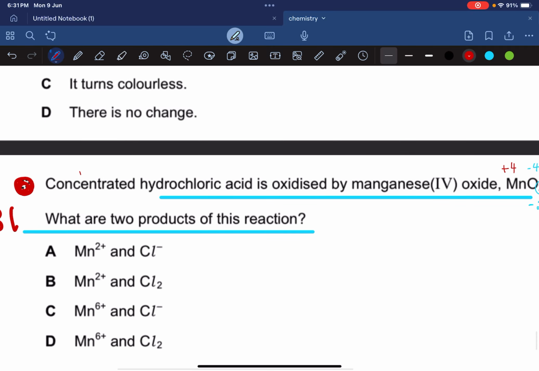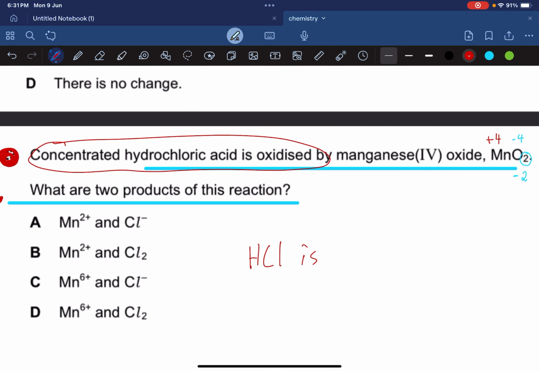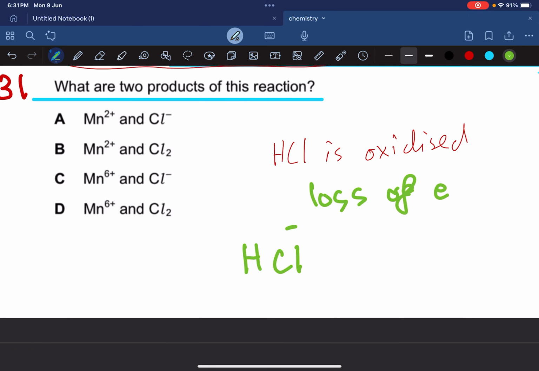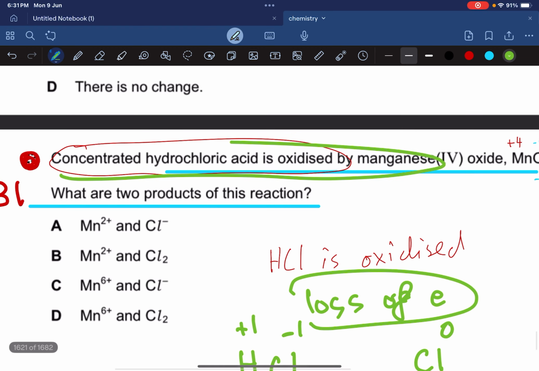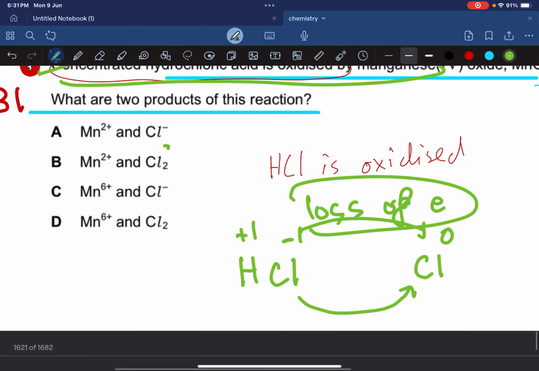Now, concentrated HCl is oxidized. Oxidized means that there must be a loss of electrons. In HCl, chlorine was negative 1 and hydrogen was plus 1. Because there's a loss of electrons, chlorine has to go from negative 1 to 0. It has to be oxidized because HCl is oxidized. So chlorine has to be in its elemental state, which is 0.